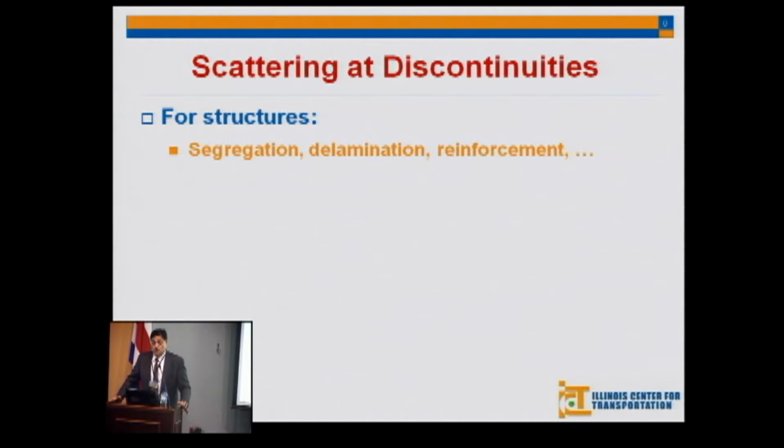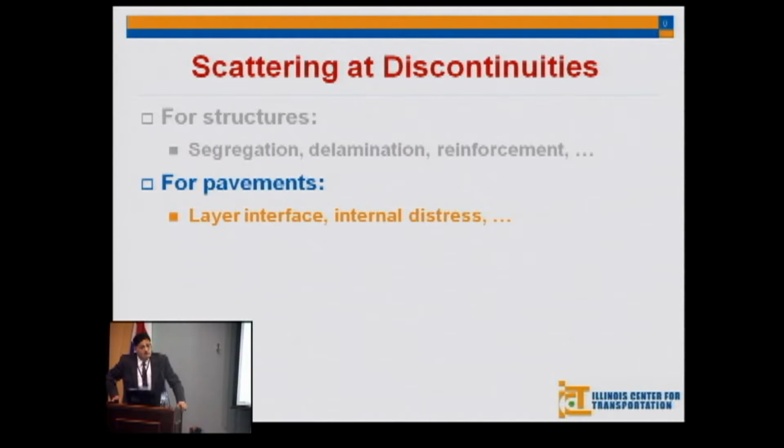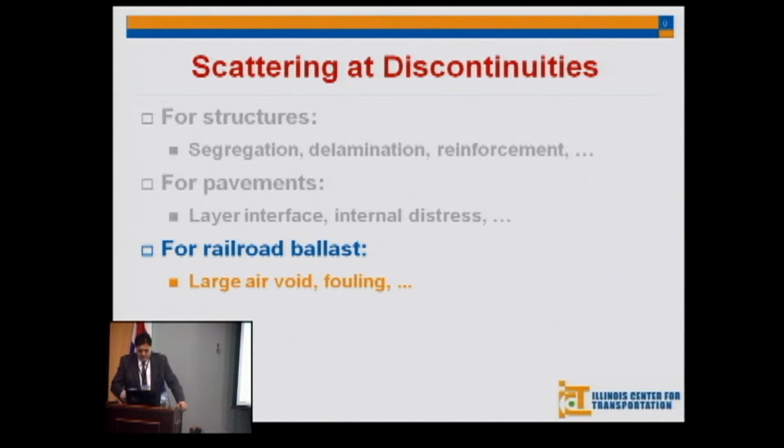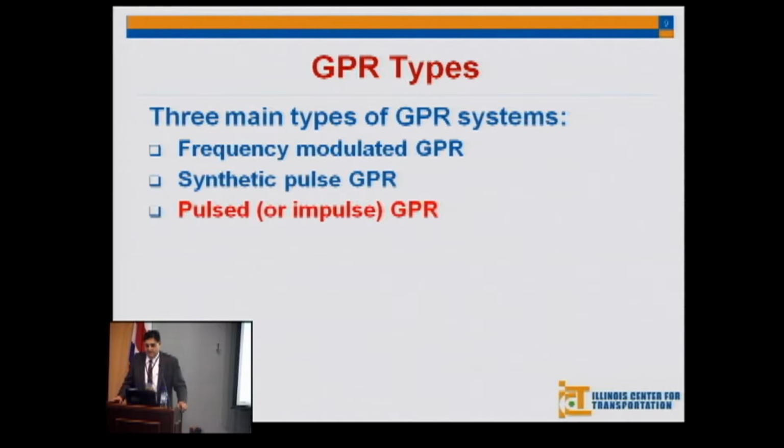So for structures, we can use this scattering to detect segregation, delamination, and reinforcement. For pavements, we can use this for detecting layer interfaces and internal distresses. And for railroad ballast, we have been doing quite a bit on detecting the fouling, which is the presence of soil and contamination in the ballast itself.